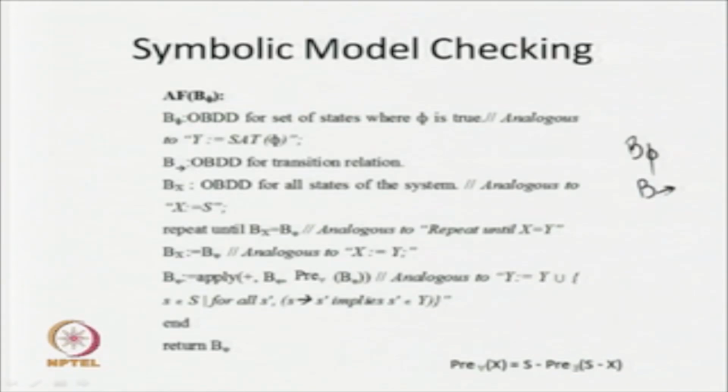Then we are going to take one particular BDD, B x. Basically, it says that it represents all states of the system. I am just representing it with the help of this BDD. It is not a state transition system, but the OBDD representation of all the states. This is analogous to initially taking X equal to S, the entire state space.